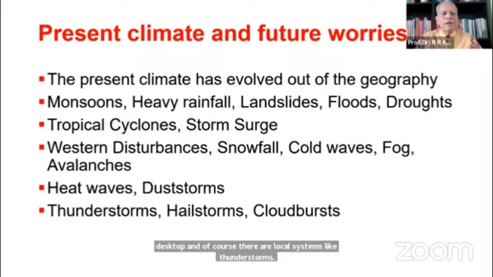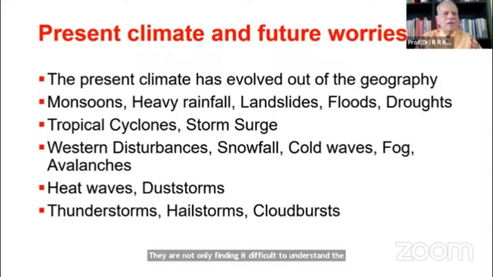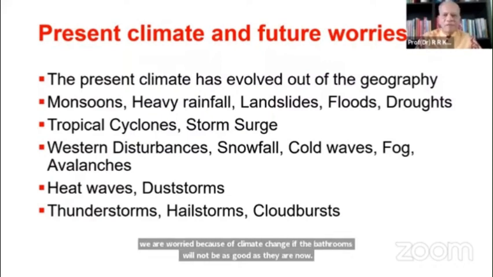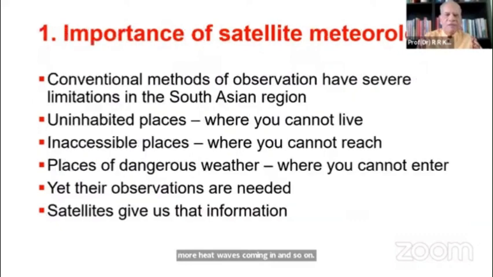We are not only finding it difficult to understand the present climate, we are also disturbed by future worries, because of climate change: if the monsoons will not be as good as they are now, whether the intensity of tropical cyclones will increase in future, whether the number will increase, whether we'll have more heat waves coming in, and so on. So all of these things make us look for somewhere to go to find out the answers. And one place where we can go to find out those answers is satellite meteorology.